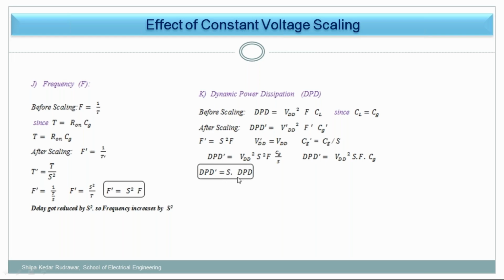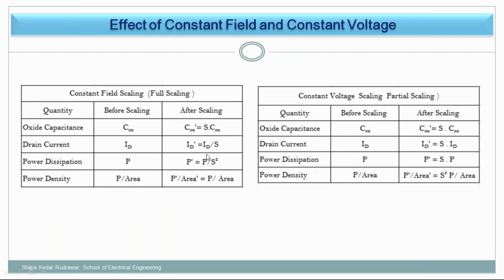In constant voltage scaling, the dynamic power dissipation also increased by a factor S. So just go through this. Now over here you are able to see some parameters we have written. Power dissipation in full scaling is reduced by S square, but here it is increased by S. Here the current decreased by a factor of S, but here the current increased by a factor of S. The most important thing is the power density, which is power by area. It's not affected there, but here it is increased by S cube.